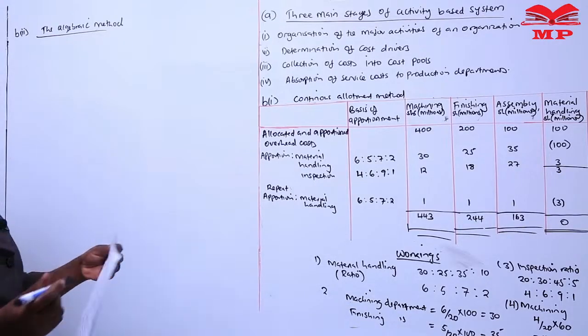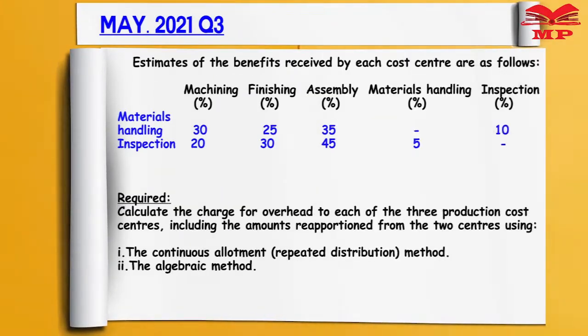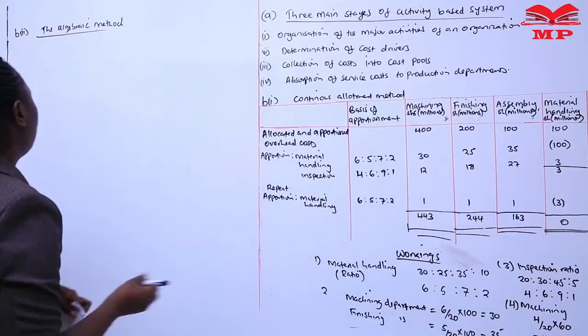So when you look at this paper, we have material handling, which is providing 10% of its services to another service department, which in this case is inspection. And inspection is providing 5% of its services to material handling, which is also another service department. So we are to formulate 2 equations as follows.